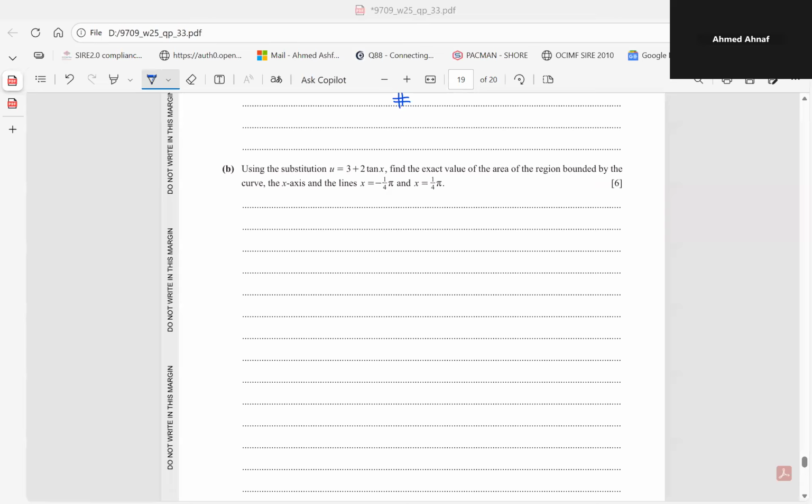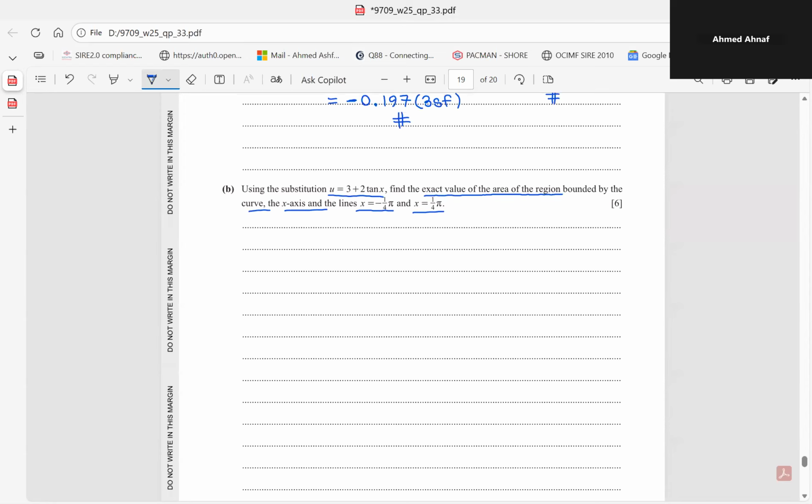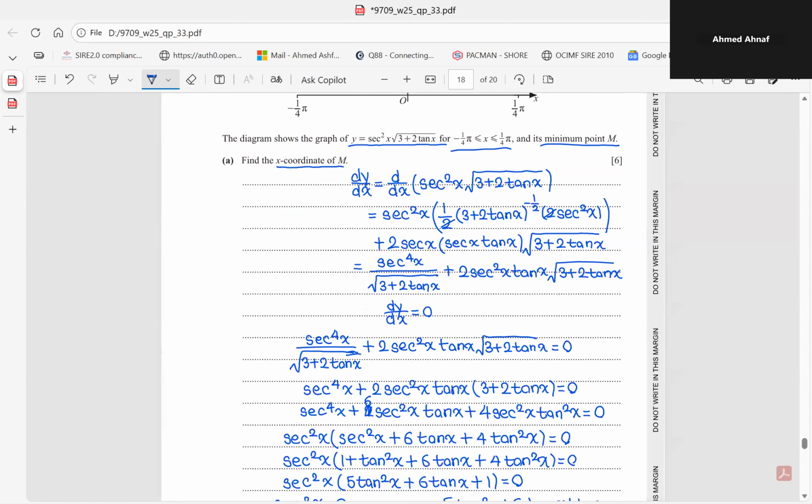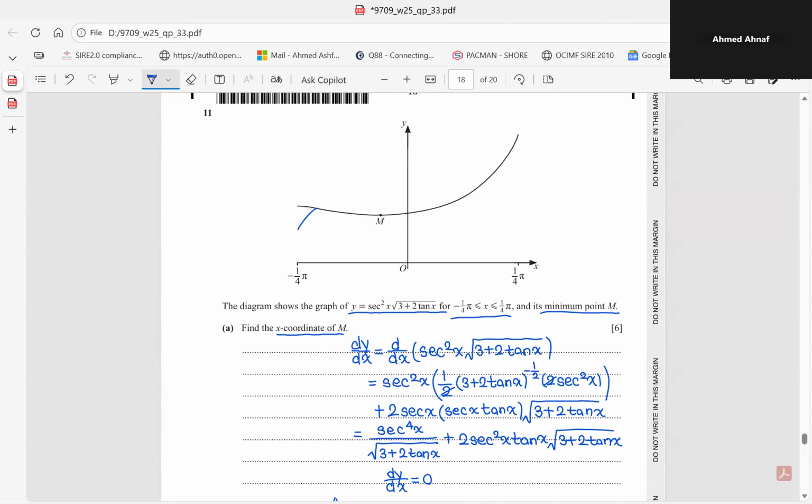Okay, so for this part, we are told using this substitution, u equals 3 tangent 2x, we need to find the exact value of the area of the region bounded by the curve, the x-axis, and the lines x equals -π/4 and x equals π/4. So in case that's too many words for you, visually, they're just asking for the area under the curve in this diagram. So our limits would be π/4 and -π/4.